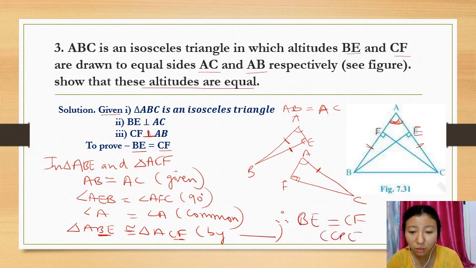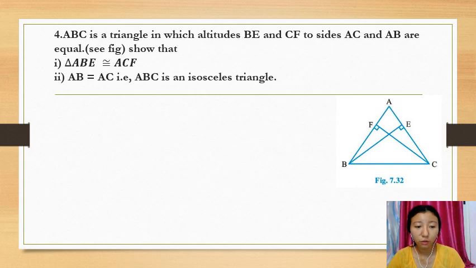CPCT, corresponding part of congruent triangles. In the congruent triangles the corresponding parts are equal. The question is about the opposite sides, you have to prove the altitudes BE and CF are equal, and the triangle is isosceles. That is given. Okay, now see the fourth one.